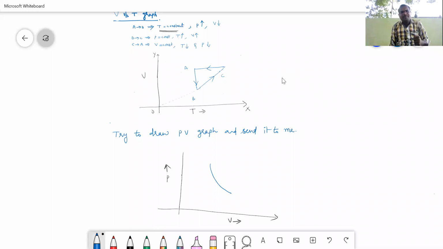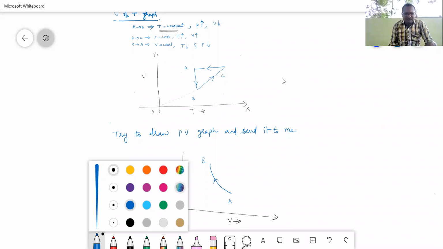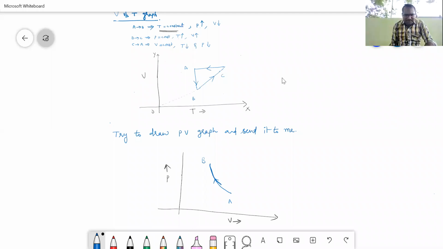Now, what happened to pressure and volume? See here, pressure is increasing and volume is decreasing. So, the arrow mark will be like this. Here is A, here is B. So, this is what has happened. The process is going like this, a rectangular hyperbola, because pressure is increasing and volume is decreasing.